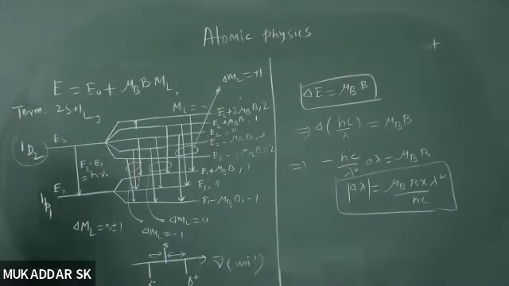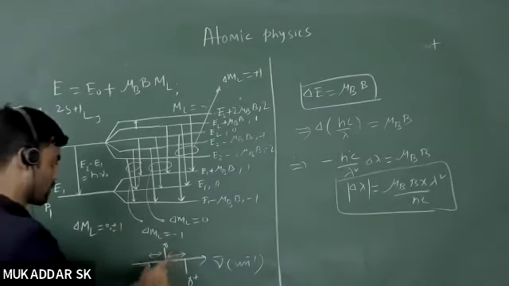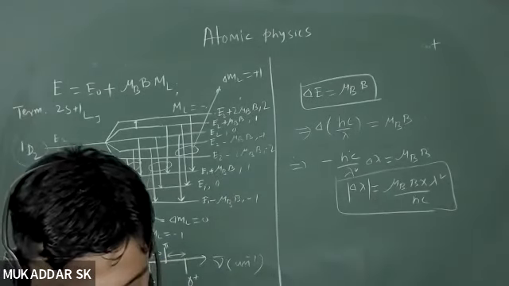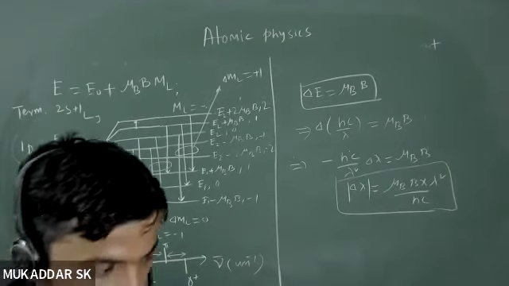Is this clear? So whenever there is a singlet to singlet transition, you will get only 3 components, and that is the separation between 2 successive components. Is this clear to all? Yes, sir. Okay. What is the time now?